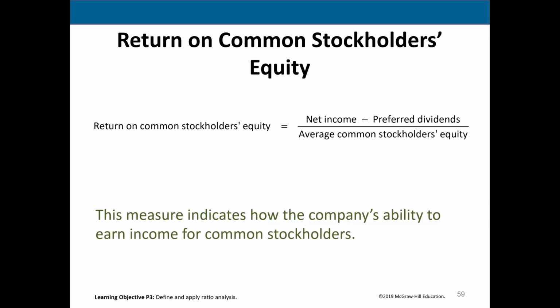Return on common stockholders' equity. Okay, for this one, you take your net income and you subtract preferred dividends. Then you divide by the average common stockholders' equity. Most of the problems that you deal with are not going to have preferred dividends in there, so it's just net income divided by average common stockholders' equity. And this just indicates the company's ability to earn income for common stockholders. And because it's return on common stockholders' equity, that's why you subtract the preferred dividends, because preferred dividends get paid first, and we're looking at what will be available after that.